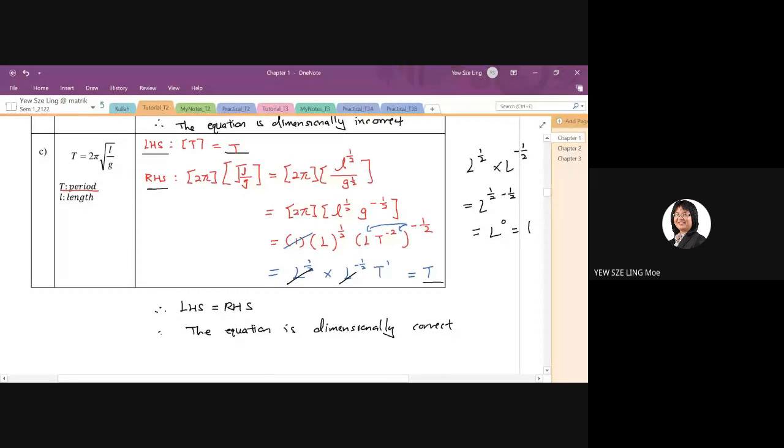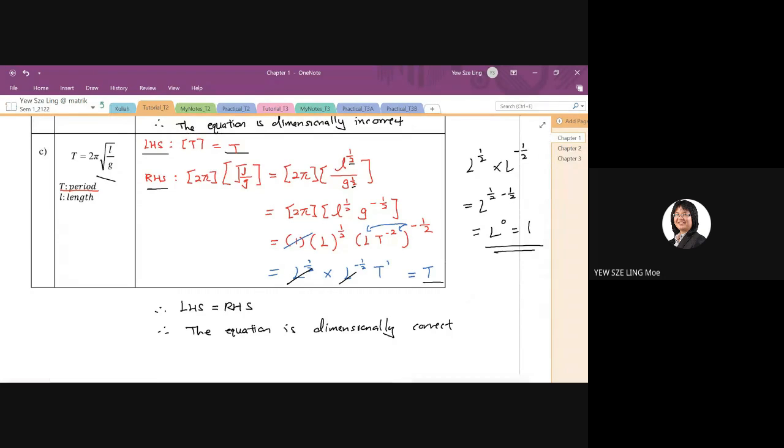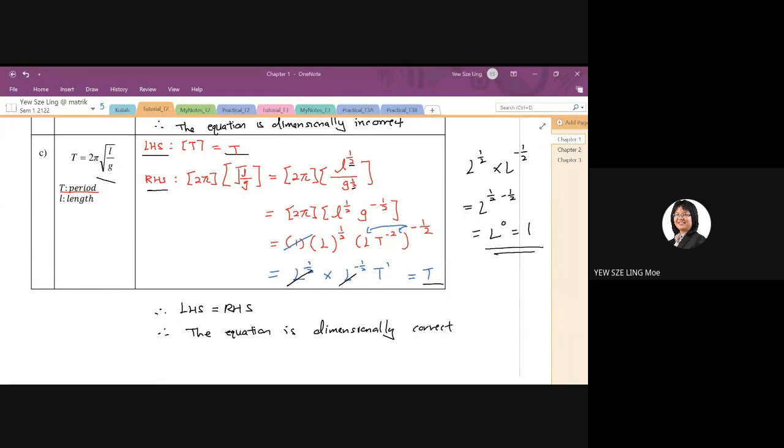So this is how you solve question number 3. Question number 3 is slightly more complicated because of the square root here. So you have to know a bit of the law of indices, because you need to know how to change a square root into a power, into an index. And then you need to know what happens when you have a power that is equal to 0. So L to the power of 0 is equal to 1. All right, so that is the last question. So far, any questions?